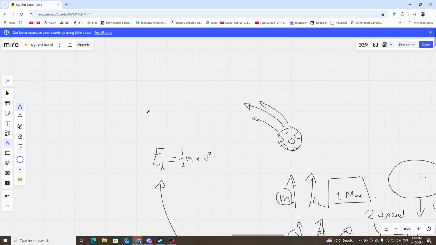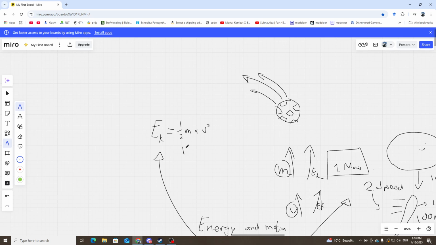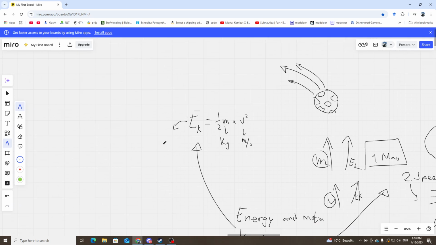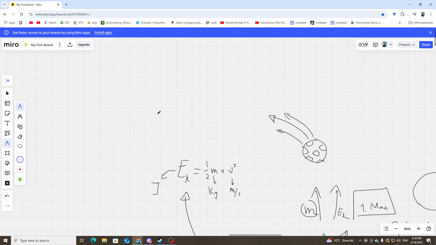So let's just give a quick example. Let's say, and just to make sure, mass is in kilograms, speed is in meters per second. That is the units of these. And kinetic energy, as always, it's a form of energy, so this will be in joules. That's our units.